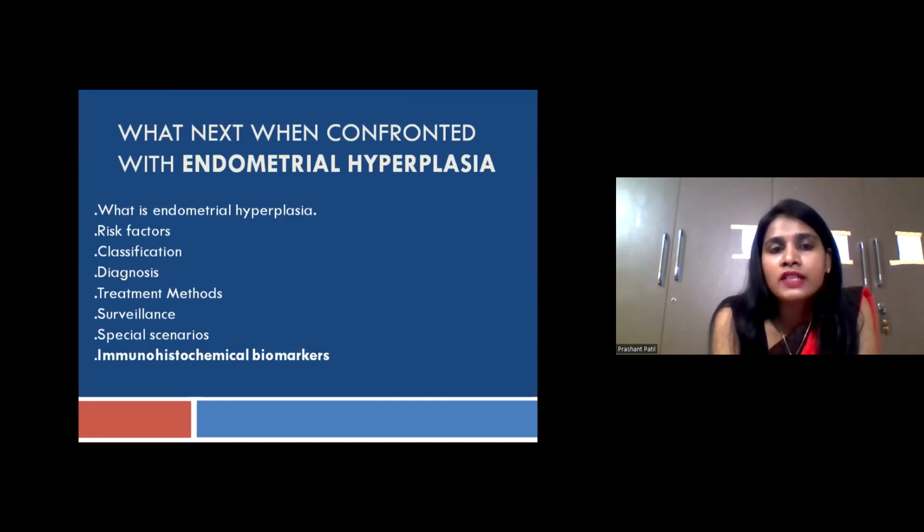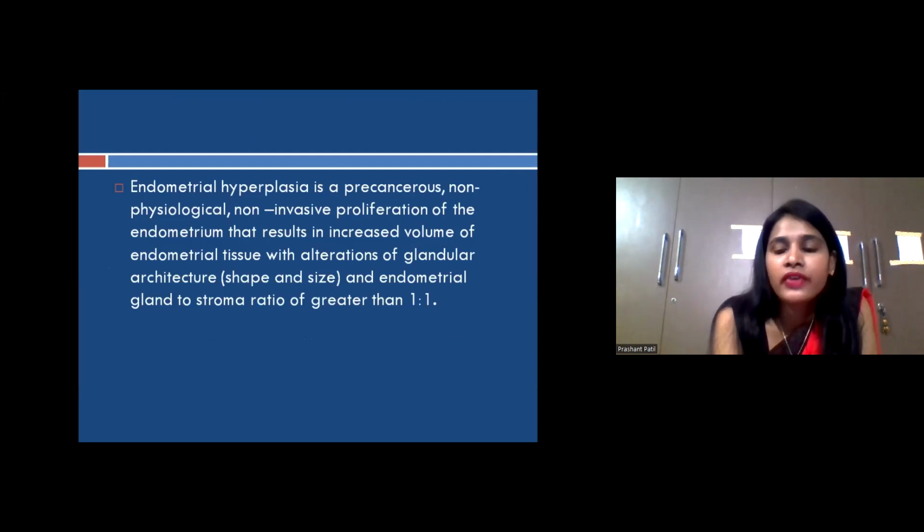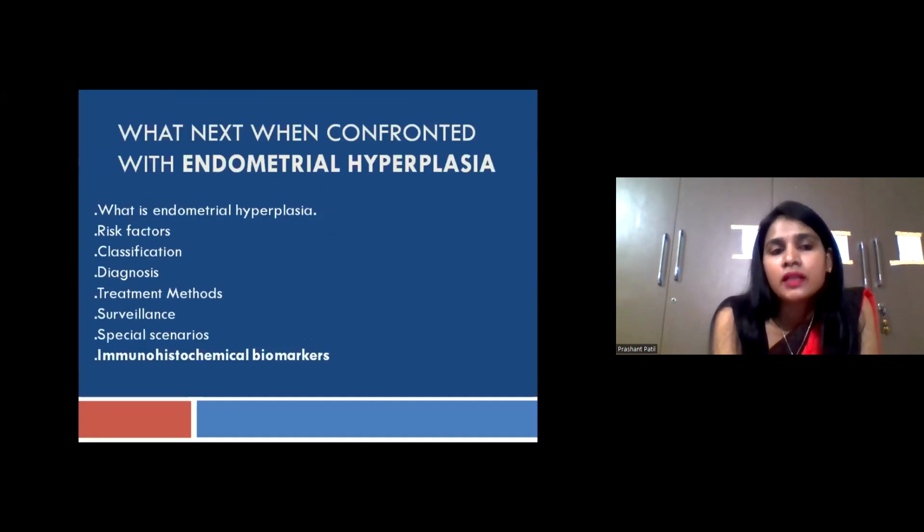First of all, what is endometrial hyperplasia? What are the risk factors involved with hyperplastic endometrium? How do we classify it? How do we diagnose it? What are the treatment modalities, and how do we follow up such a case? And some special scenarios involved, and some recent advances, which include biomarkers as well.